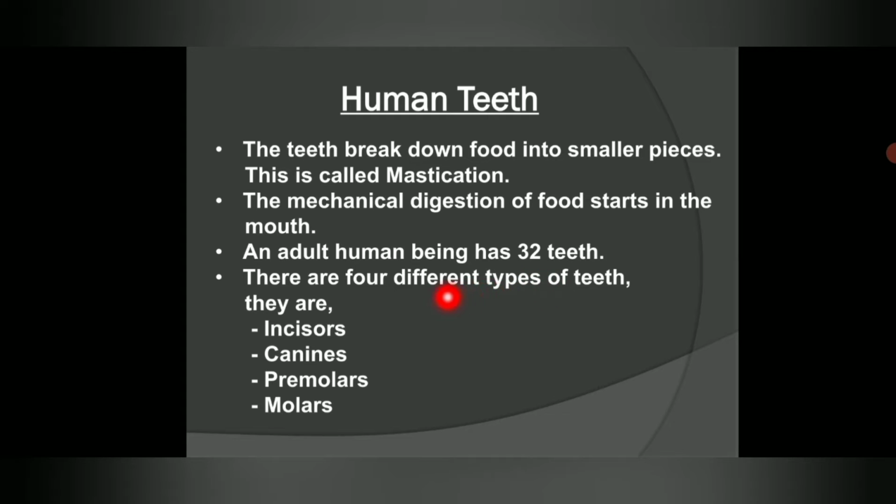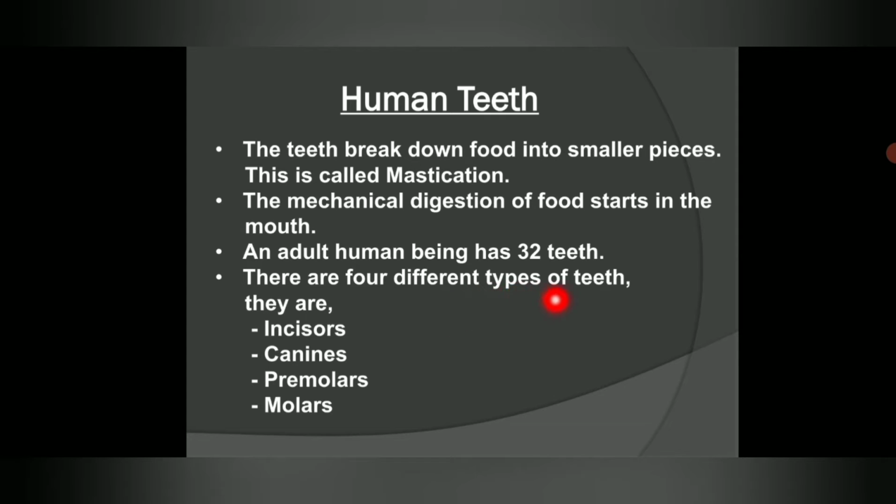Now if you look at your teeth in the mirror, you will notice that the teeth in your mouth are of different shapes and sizes. We have 4 different types of teeth. Each type of tooth has a different purpose, like cutting, tearing, grinding and chewing. So there are 4 different types of teeth. They are incisors, canines, premolars and molars.